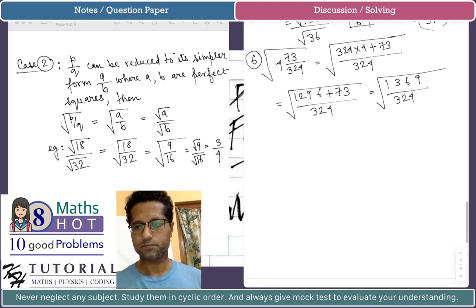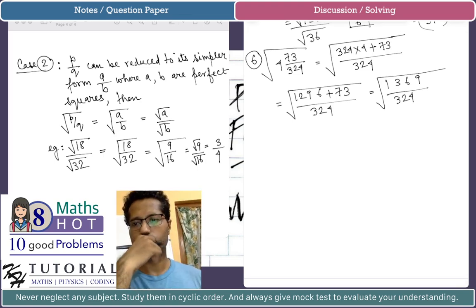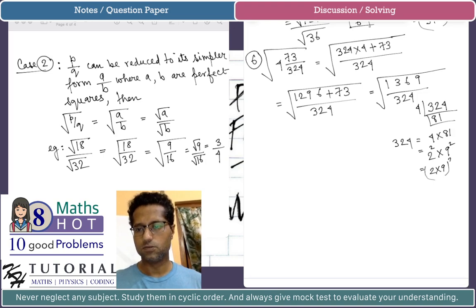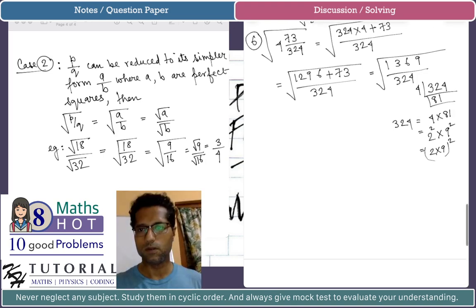We have to check. Let's see what is 324. If I divide by 4, I have 81. Okay, fine. So 324 is equal to 4 multiplied by 81, which is equal to 2 square multiplied by 9 square, which is equal to 2 multiplied by 9 whole square. So 324 is a perfect square. What about 1369?